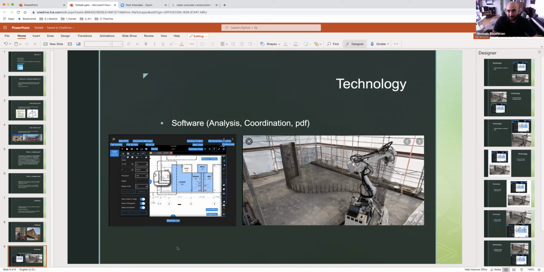When it comes to technology in design and construction, there are two aspects: the design aspect and the construction aspect. In the design aspect, you need a lot of software for analysis and coordination. We deal with a lot of PDF documents because of the stability they provide, and they form legal documents.